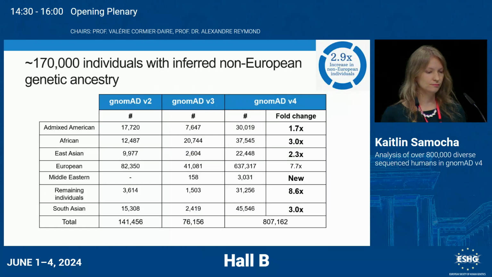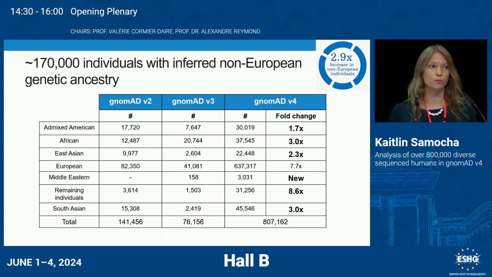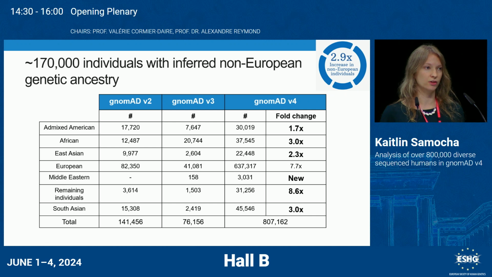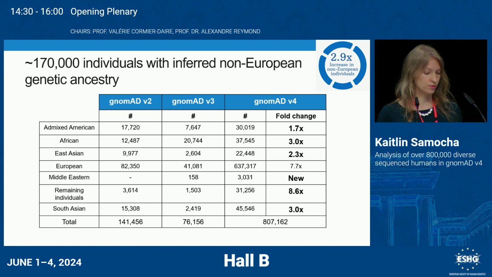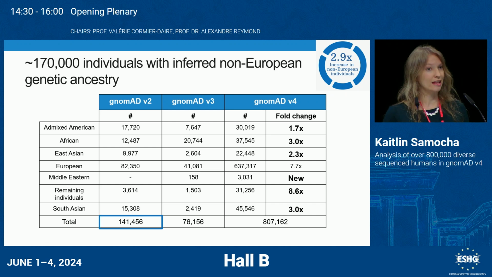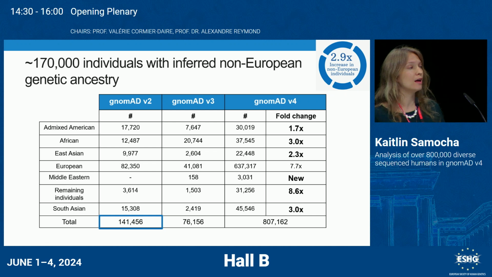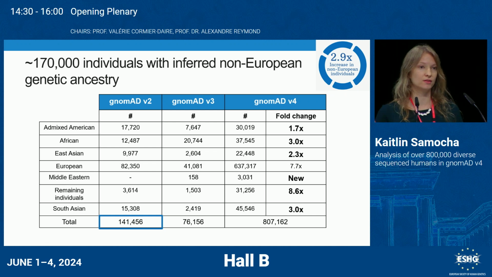We do want to emphasize that this data set has grown about 5 to 6 times from our most recent releases, and we are seeing fold changes of 2 to 10x for different genetic ancestry groups. Within this most recent release, we have 3 times as many individuals of inferred non-European genetic ancestry. That works out to about 170,000 of them, which is larger than the entire v2 release that many of the tools and metrics we made were based on.